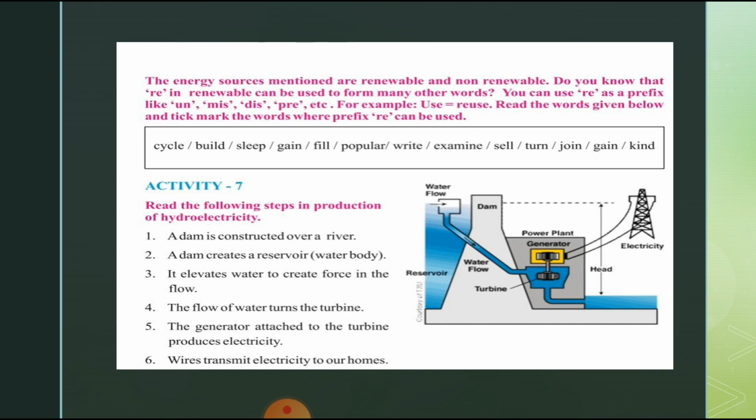You can see the turbine over there, and it turns, and the generator attached to the turbine produces electricity. Up on that turbine you can see the generator, and this generator has been attached to the turbine, both attached up and down. They produce electricity, and wires transmit electricity to your house. You can see the wire, and the electricity pole. The wire is connected with this generator, and then electricity is produced at our place. In this way the production of hydroelectricity is done. See how it produces electricity in our house.